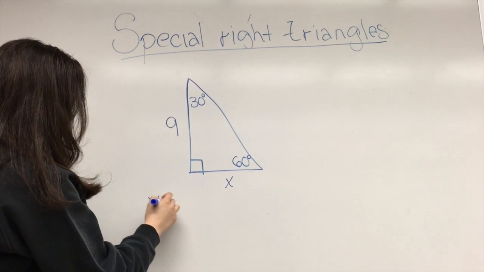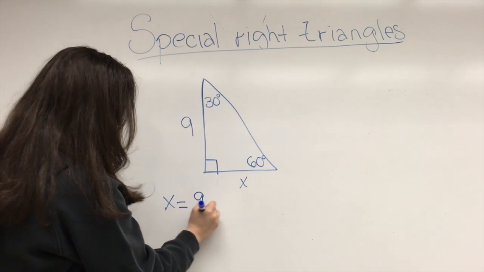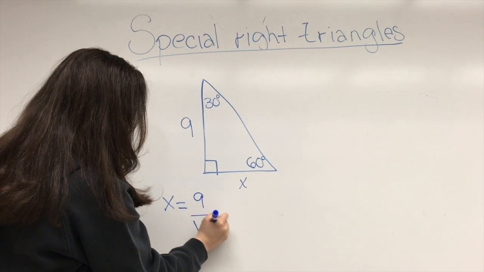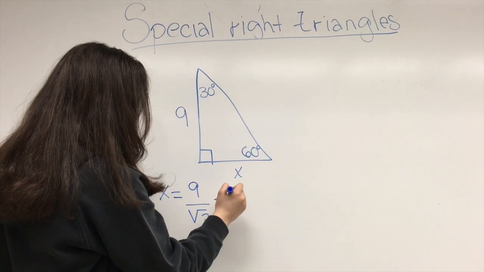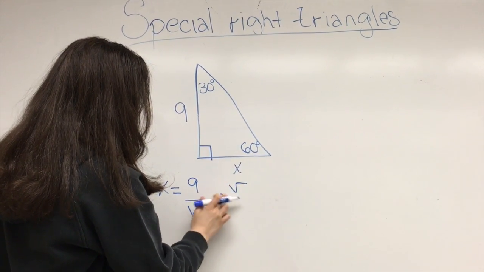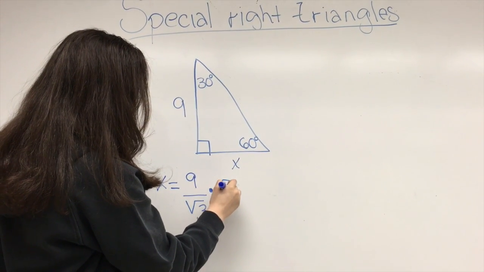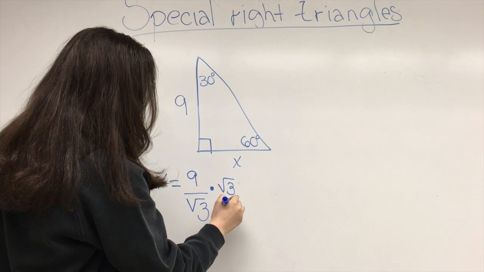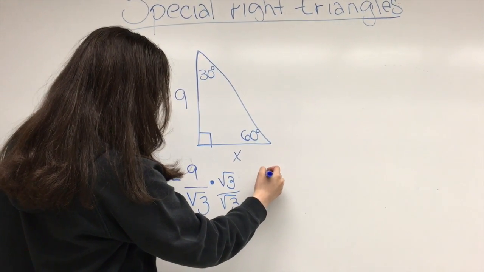So, for example 2, you have a 30-60-90 triangle where the longer leg is 9 and the shorter leg is x. In a 30-60-90 triangle, the longer leg equals the shorter leg times radical 3. So, to find the shorter leg, we must do the opposite.